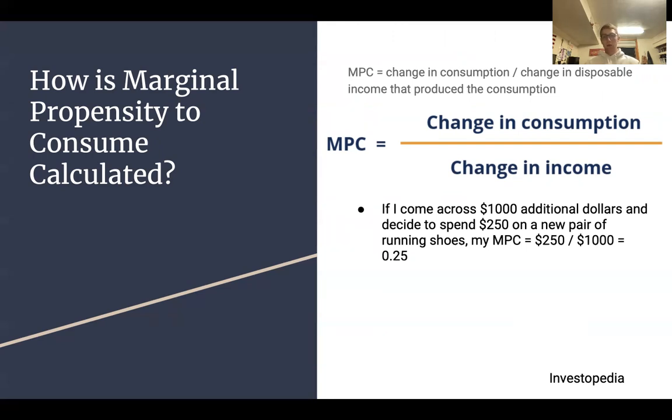And then another, more concrete example: let's say at the job I work at, I got a $1,000 bonus, and I decided to spend $250 of that on a new pair of running shoes and then save the rest of it. My marginal propensity to consume would then be the change in consumption, which is 250, divided by the change in income, which is 1,000, to get 0.25, or 25%.